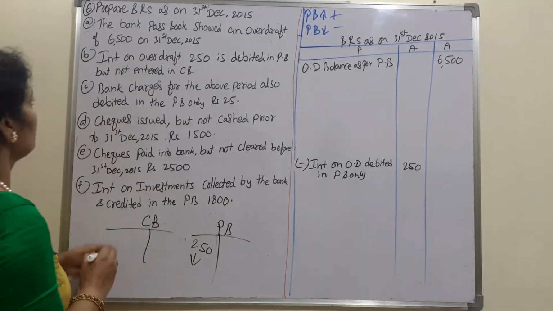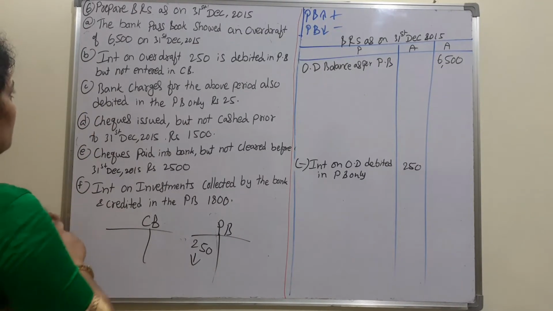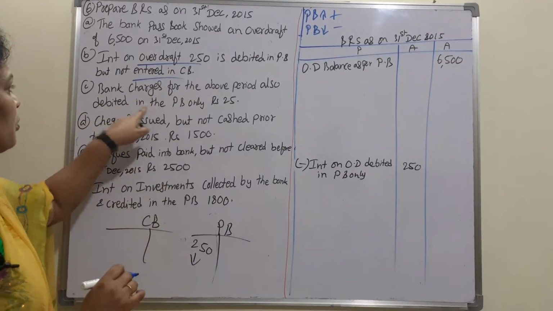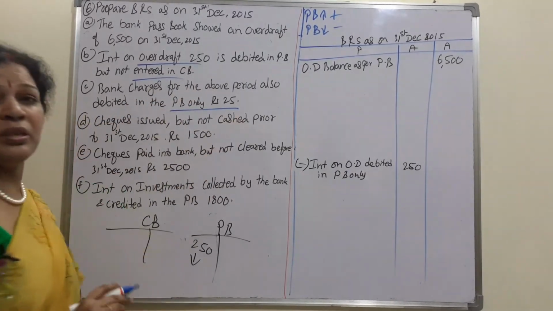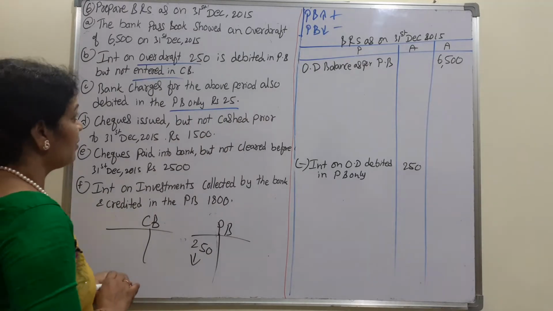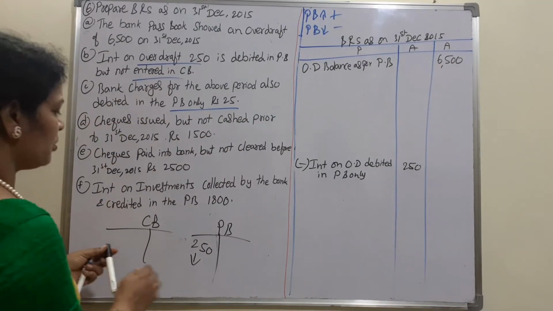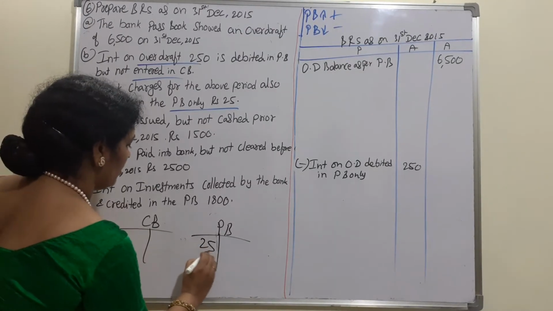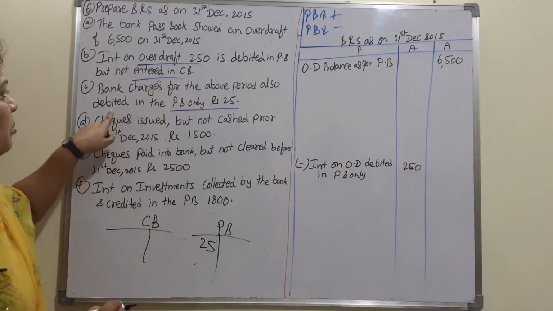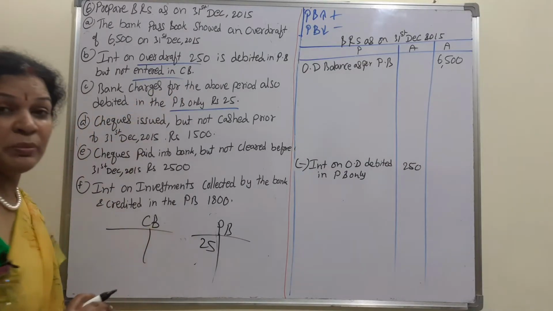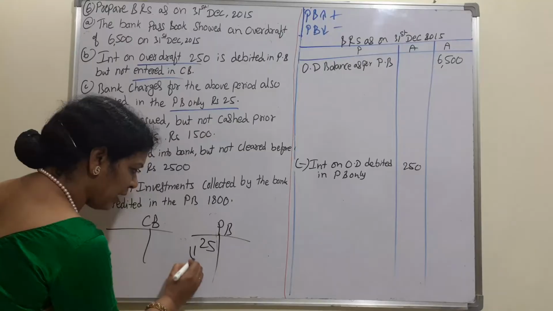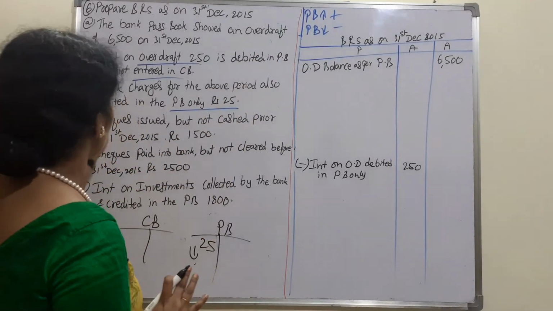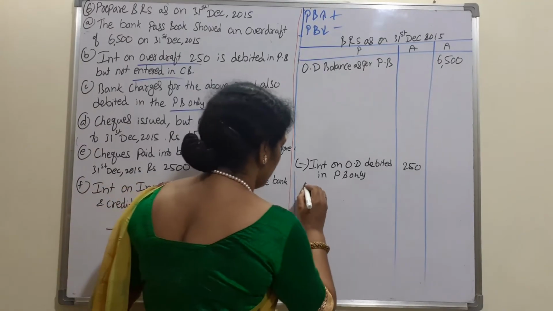Next, bank charges for the above period also debited in passbook only. Bank charges of 25 rupees are debited in passbook only. Both are debits, so this is also similar. Once again the passbook value is decreasing. When the passbook value is decreasing, we have to deduct. So bank charges debited in passbook only.